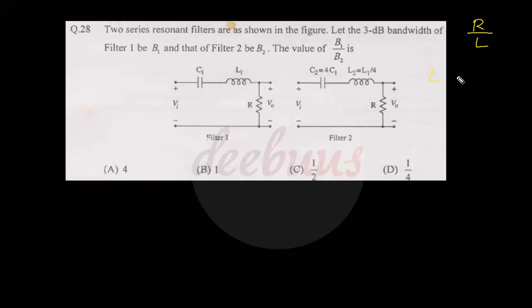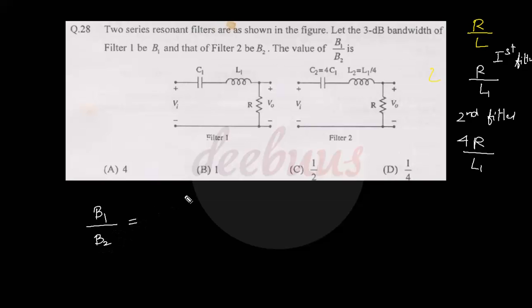So for the first case, the bandwidth of the first filter is R divided by L1, right? For the first filter. Similarly, for the second filter, the bandwidth is R divided by L2, but L2 equal to L1 by 4, or 4R by L1, right? So we have to evaluate B1 by B2. So that turns out to be R by L1 into L1 by 4R, right? So that is 1 by 4. So the answer turns out to be D, 1 by 4.